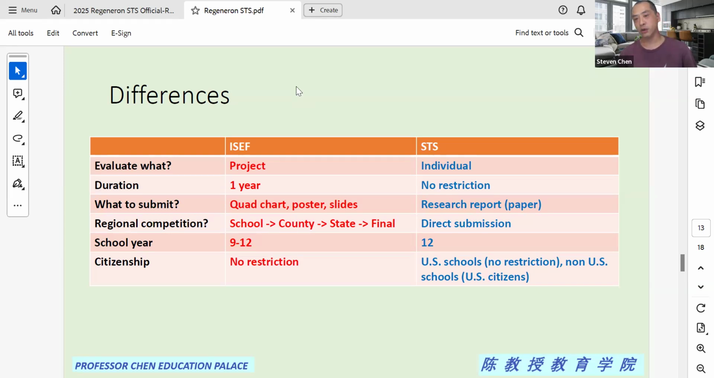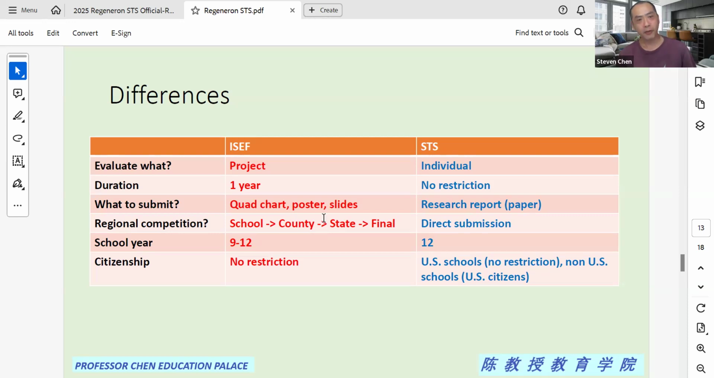If you go to a US school, you can be either a US citizen or an international student or whatever. But if you are currently attending a non-US school, then you must be a US citizen. Otherwise, you are not eligible to compete. For instance, if someone is attending a school outside the US but holds a green card, this student doesn't qualify for STS.